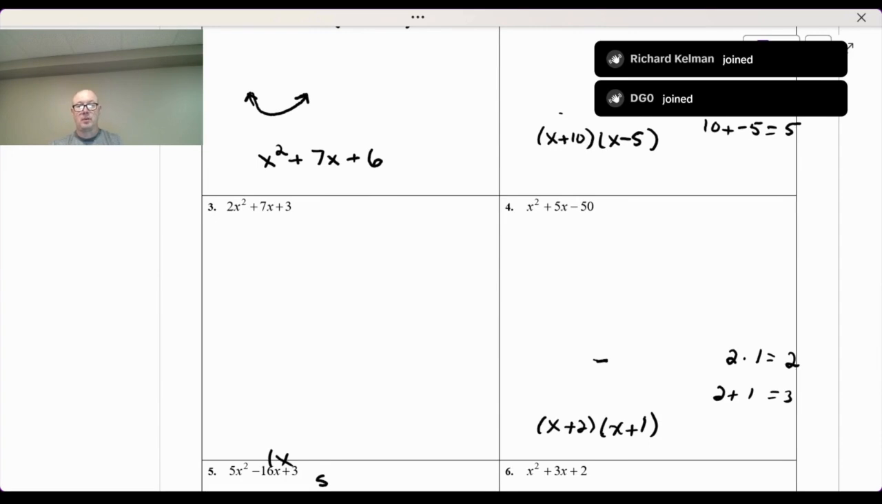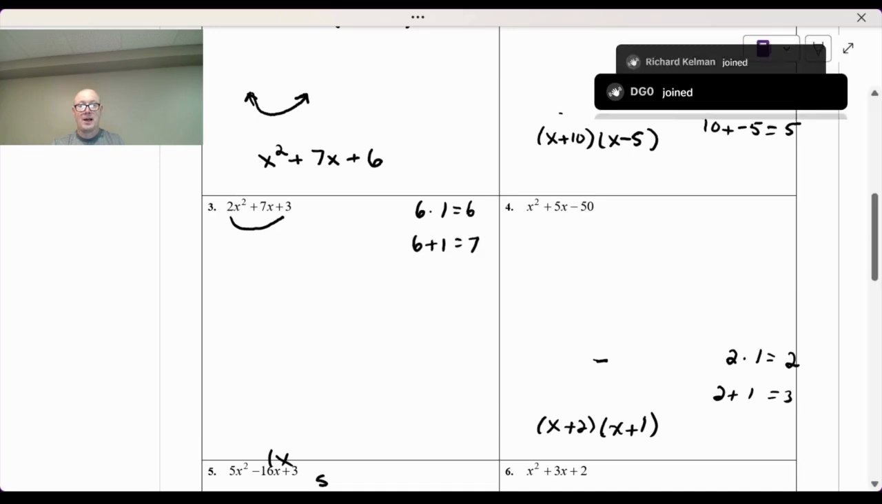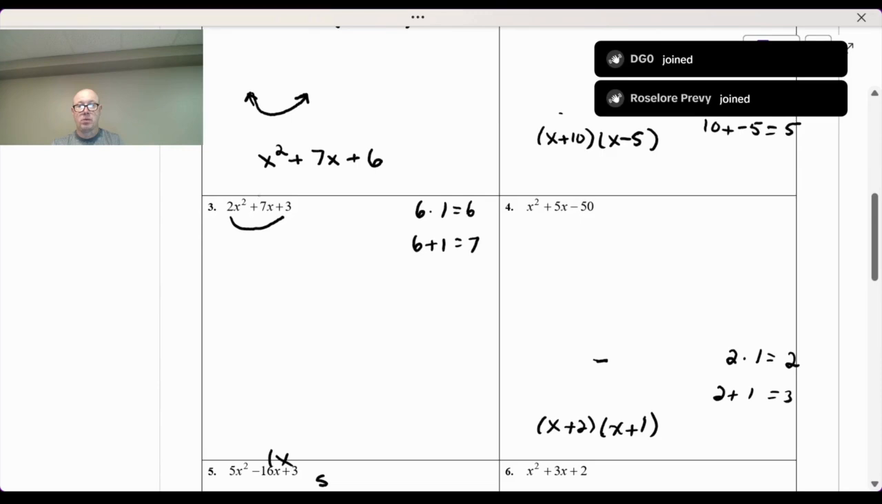Okay, so factor by grouping. So I need 2 numbers multiplied together give me 6, but when I add them I get 7. So if we go 6 times 1 equals 6, 6 plus 1 equals 7. So I'm going to use 6 and 1 to split up the middle term. So I go 2x squared plus 6x plus 1x plus 3. So this is equivalent to this. I'm just using 2 terms in the middle here.